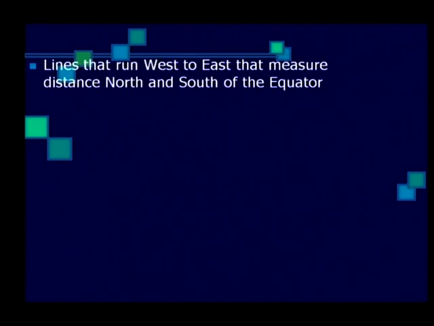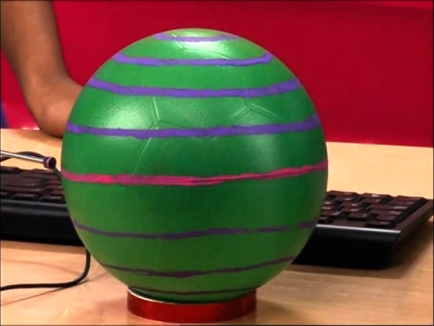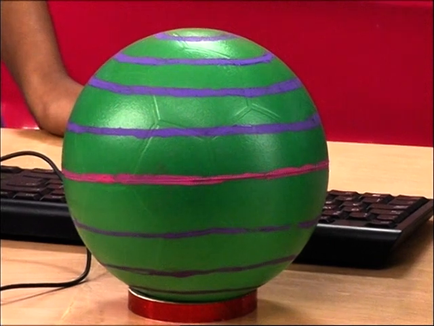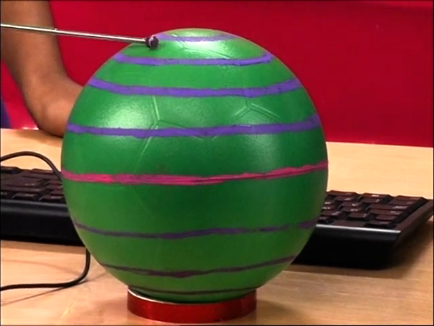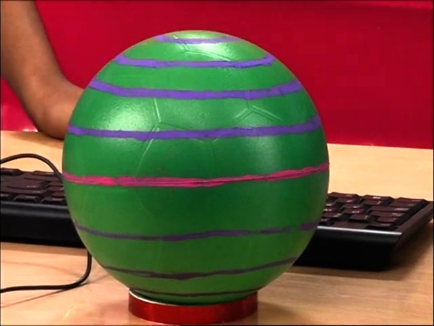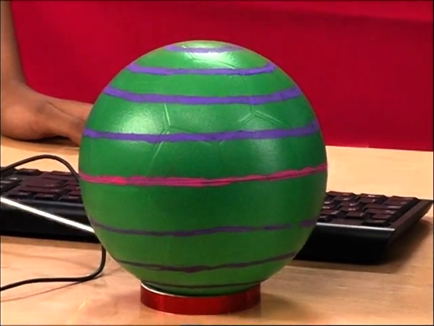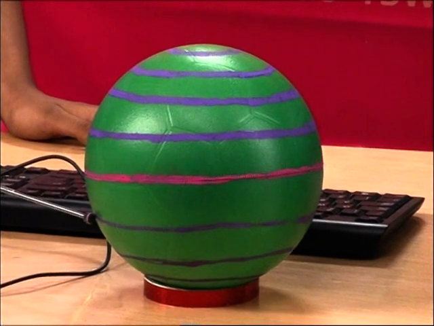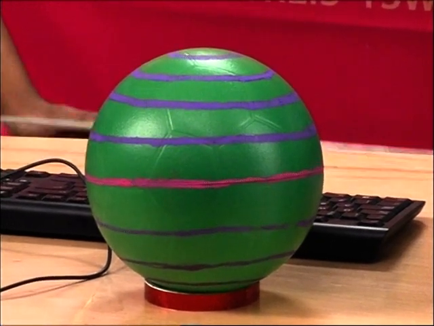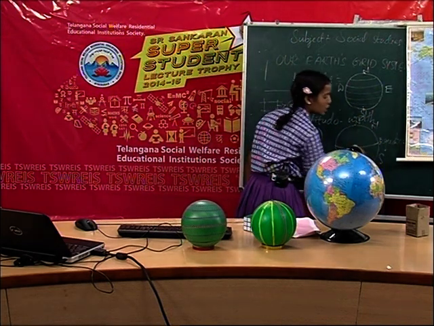And friends, now let us see the latitudes on the ball. Here this is the 0 degree equator, and this equator divides the earth into two equal parts, northern hemisphere and southern hemisphere. So the latitudes which are in the northern hemisphere should be designated with the direction N, and the latitudes which are in the southern hemisphere should be designated with the direction S. And friends, this is the northern hemisphere and this is the southern hemisphere.